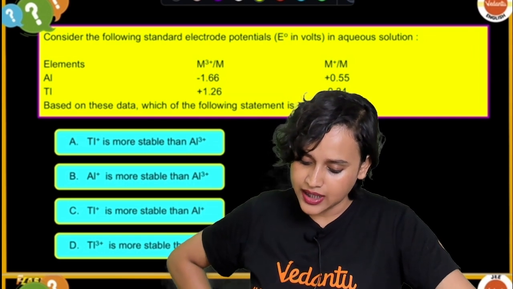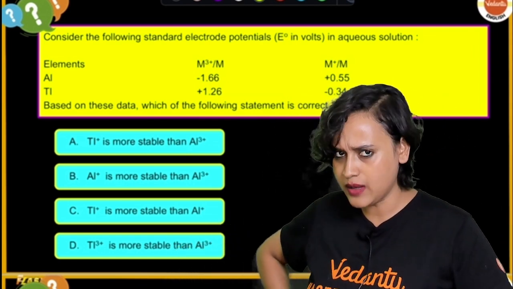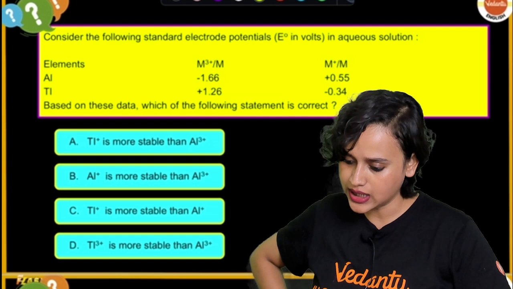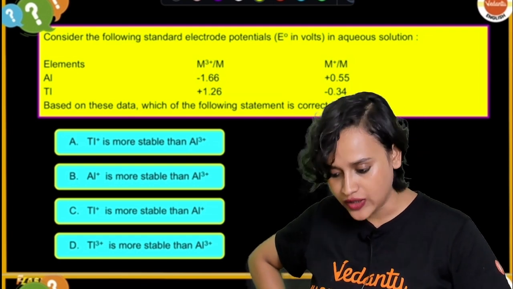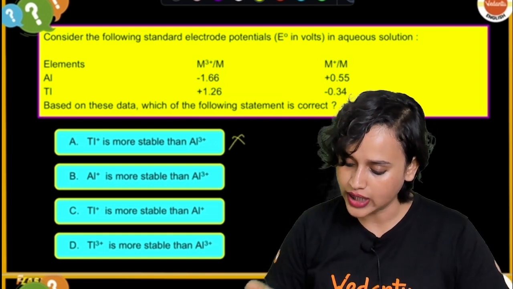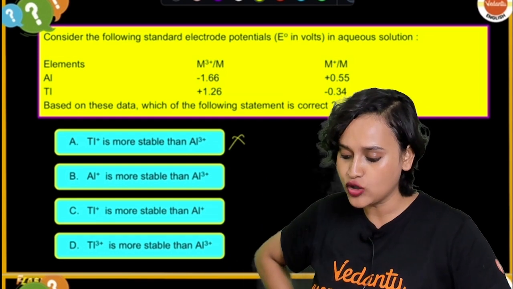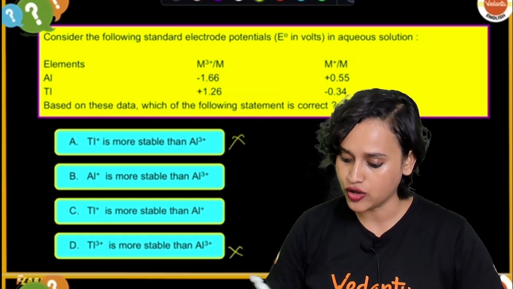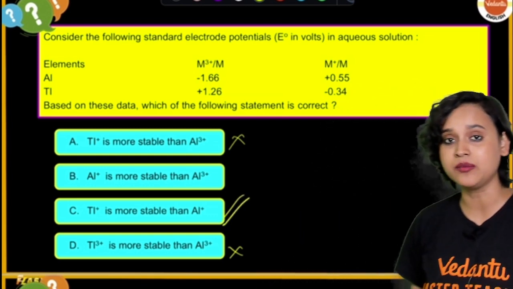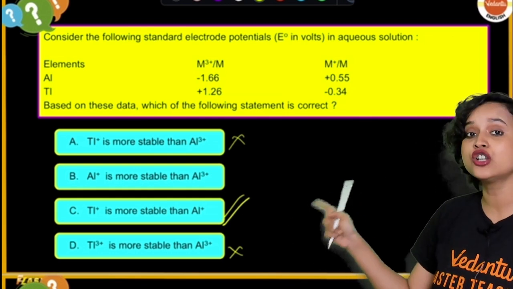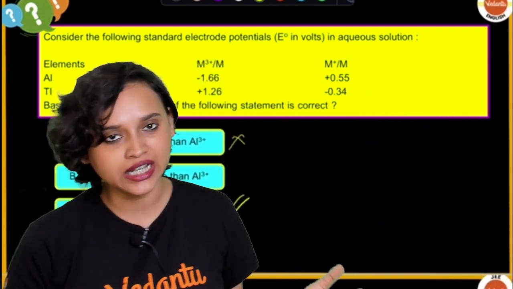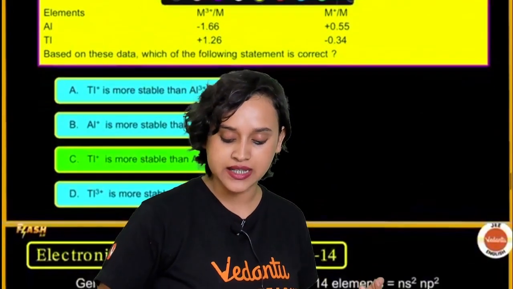Al+ is more stable than Al3+. No, not at all. Tl+ is more stable than Al+. Is that right? Tl+ is definitely more stable than Al+. Yes, that is true. Tl+ is more stable than Al3+. No, that's not true. Sorry, Tl3+ is more stable than Al3+. Not at all, absolutely wrong. So I believe the correct answer is Tl+ is more stable than Al+. Option C makes sense because we just saw that thallium will show the +1 oxidation state, and that will be more stable than aluminium +1 because of the inert pair effect, right? Yes, so option C is the correct answer.